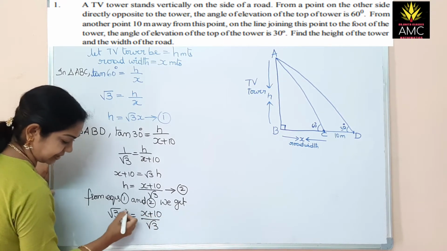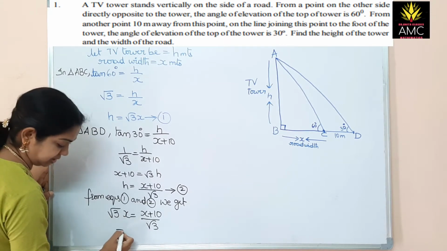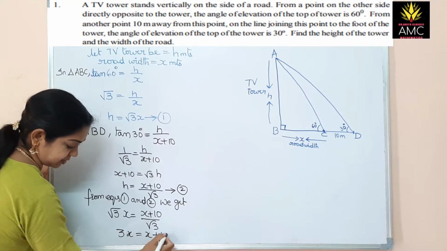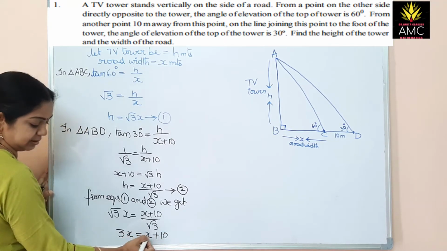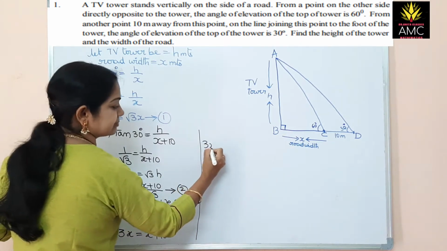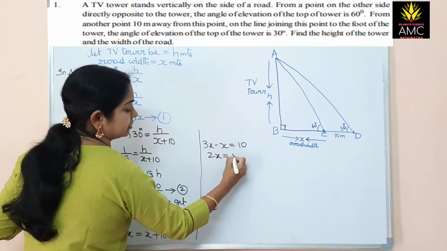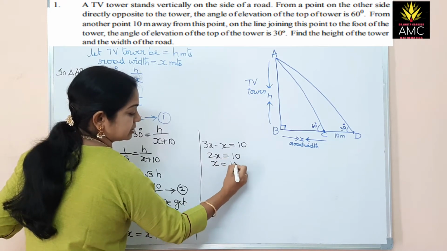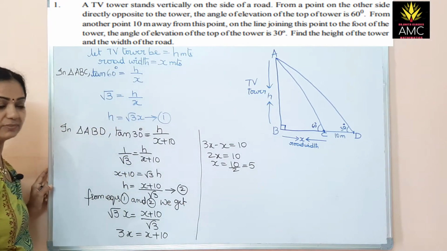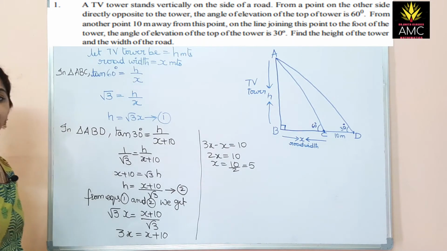So clearly see that x is not under the root. Okay. Now cross multiply. Root 3 into root 3 comes to 3. 3x is equal to x plus 10. So bring this x to this side. 3x minus x is equal to 10. So 2x is equal to 10. So x is equal to 10 upon 2, that is 5. Now what is x? The road width. So road width is 5 meters.